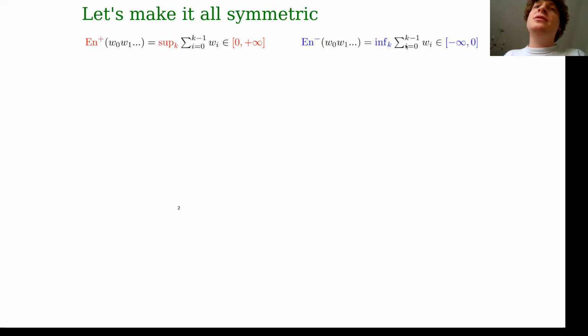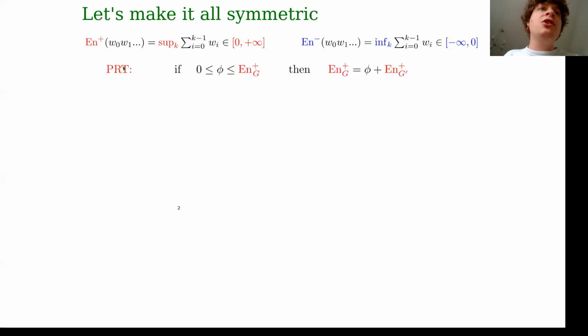Okay, and now there is the symmetric valuation, which we will call energy minus, the dual energy valuation, which is the infimum. So the infimum in the profile, it's always negative or non-positive, and it could also have value minus infinity if the profile is not bounded. Okay, so we have these two valuations.